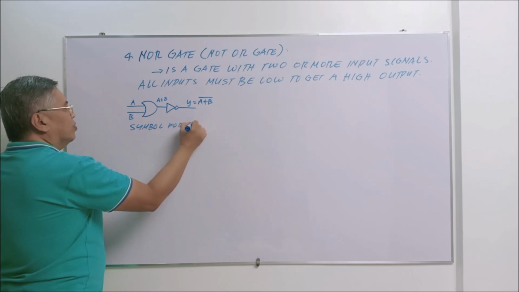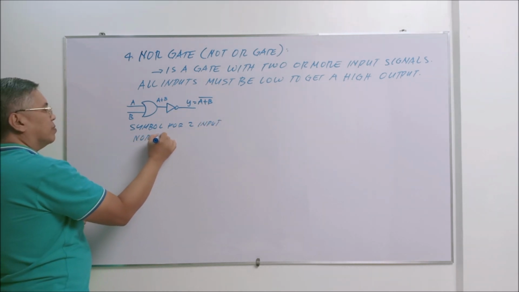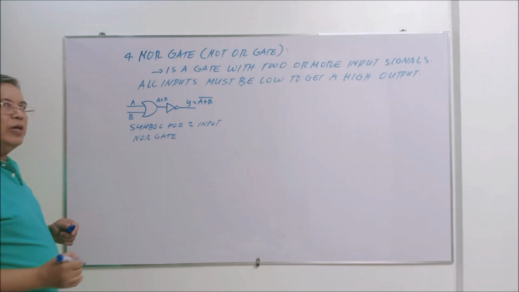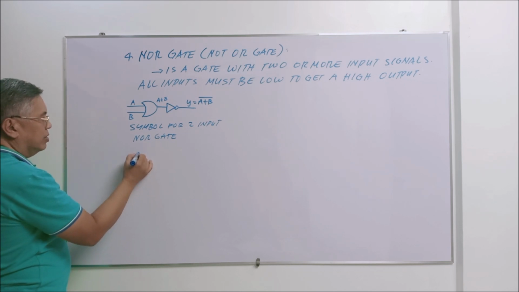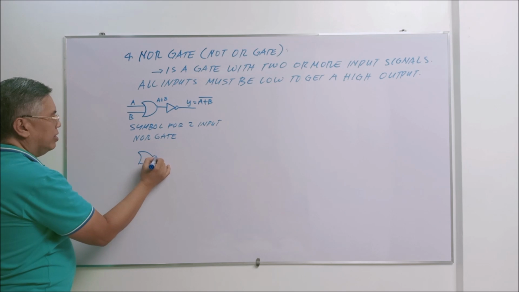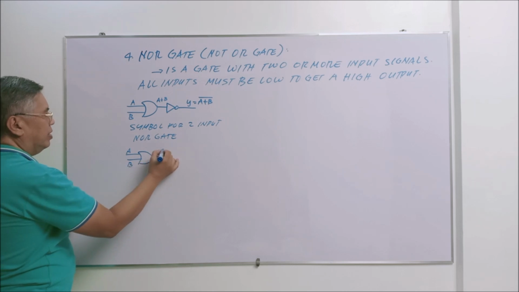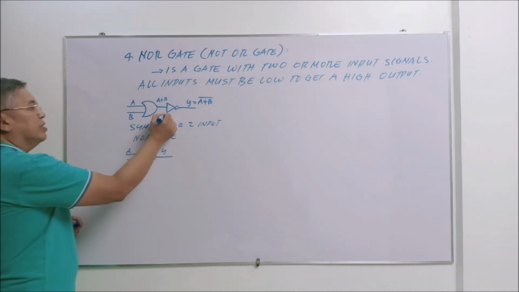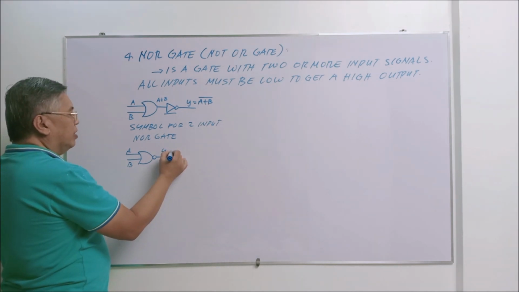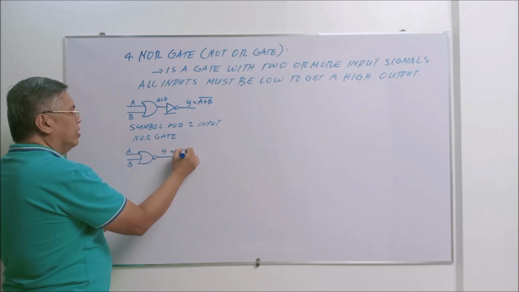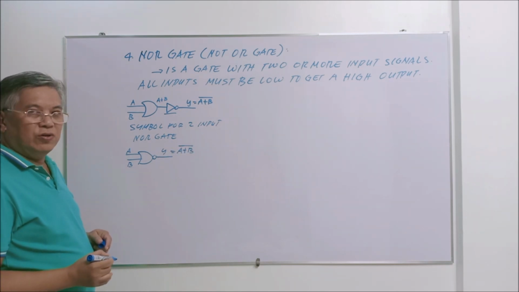So this is the symbol for a two-input NOR gate. In other books, the NOR gate symbol is also represented by this one. You have an OR gate and then a bubble. The bubble here actually represents this particular inverter. So the output again of this Y is equal to (A plus B) complement. That is the NOR gate.